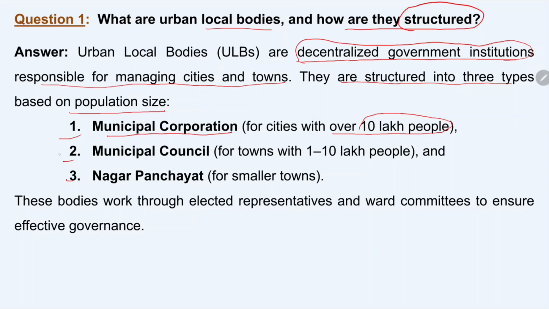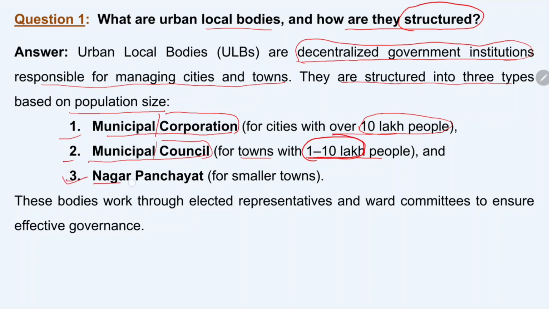And what about this second one, that is municipal council? You comment me the Hindi term for this. Okay, and this is for that town in which the population is between 1 to 10 lakh. Don't forget this. Here in municipal corporation, that is the Mahanagar Nigam, the population should be over 10 lakh people. That means big cities, for example Kolkata, Delhi, Mumbai, Bangalore. Such big cities we will be calling a municipal corporation or Mahanagar Nigam. And for smaller towns, we will be calling it municipal council, which is for a population of about 1 to 10 lakh.